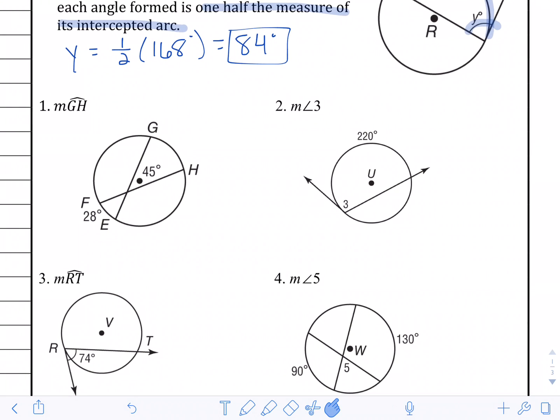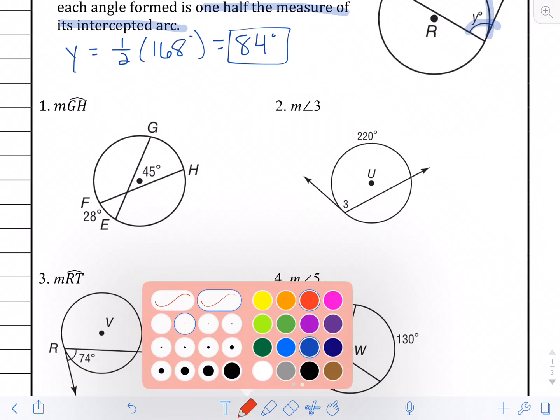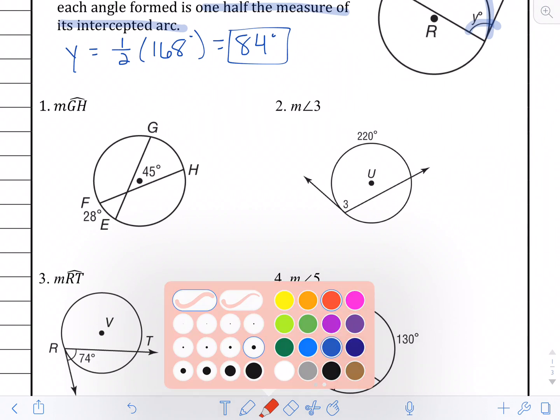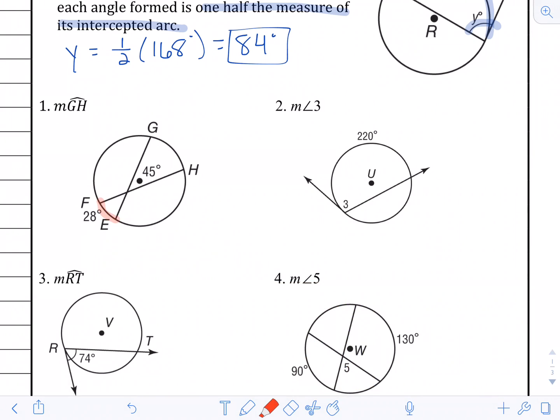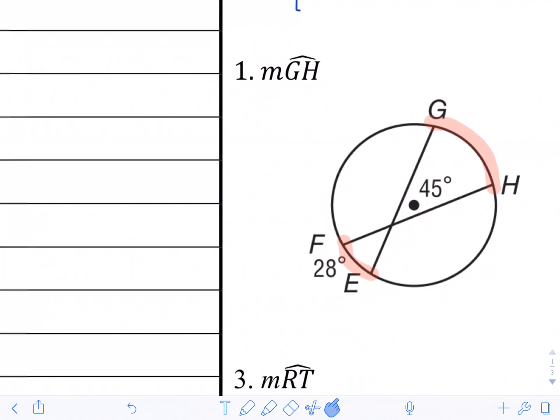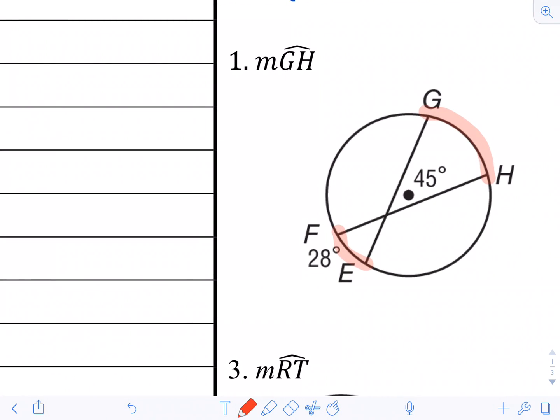Okay, so we have a couple of practice problems here. For the first one, we have to find the measure of the arc GH. To find the measure of this arc, you're just going to take half of the sum of, there's your two arcs you're looking at. Your formula here is going to be, let me zoom in so I have space to write it off to the side: 45 degrees is equal to half of the sum of those arcs.